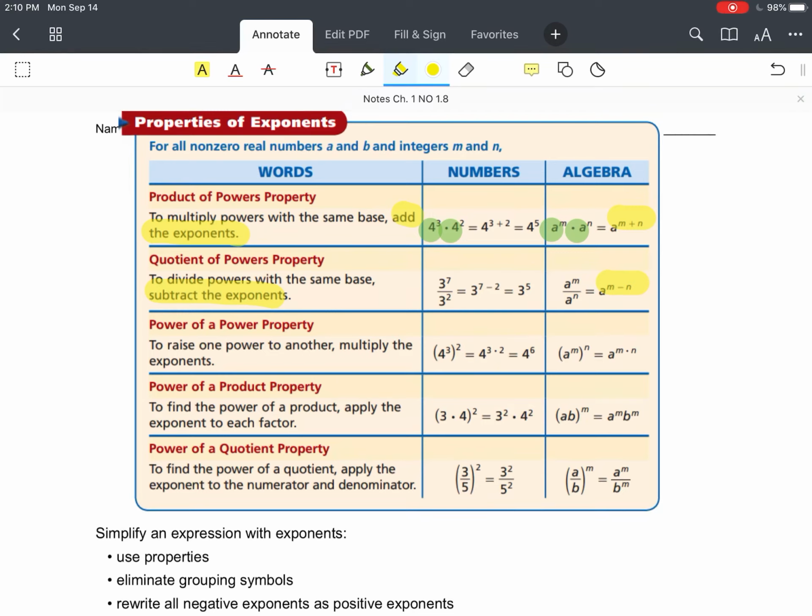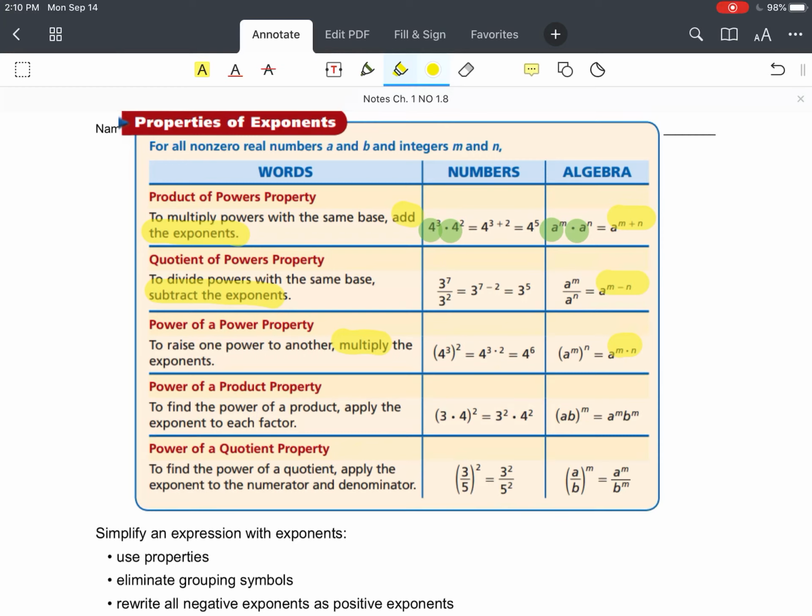A power of a power property. So when you're raising an exponent to another exponent, you're going to multiply. So m times m, you're going to multiply your exponents when you raise a power to a power. So when you see those parentheses like that.